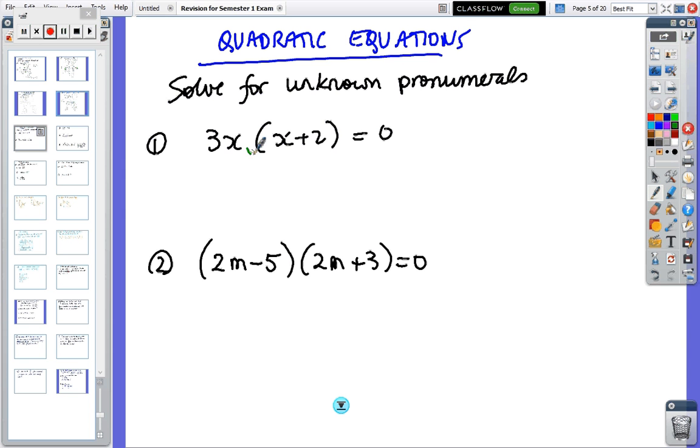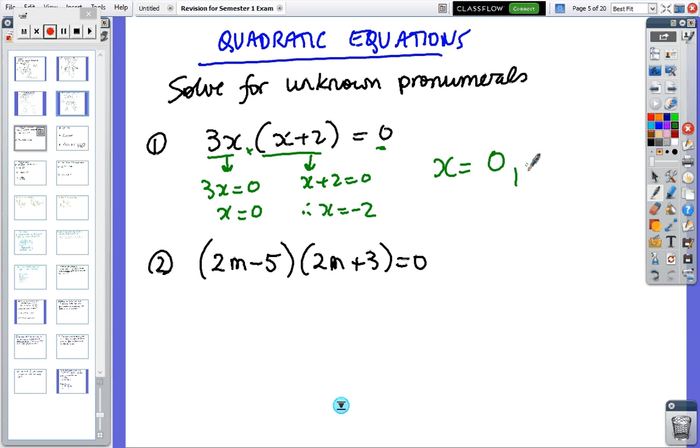Okay, so we've got two numbers multiplying to give 0. So that means that the first number is 0, 3x equals 0, which means that x equals 0. Or x plus 2 equals 0, which means that x equals minus 2. So our 2 answers are 0 and minus 2.